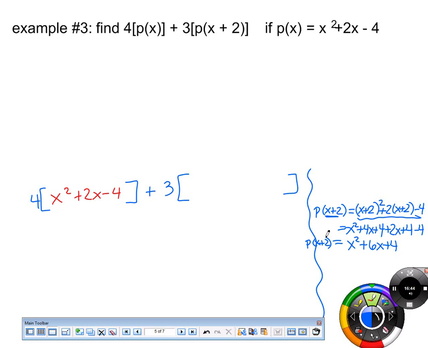So in here, I don't want a name. I want something I can actually multiply with the 3. So I'm going to plug that in. Okay? Then go ahead and distribute your 3s and 4s and combine your like terms, and then you'll get your final expression. So take a minute to do that.